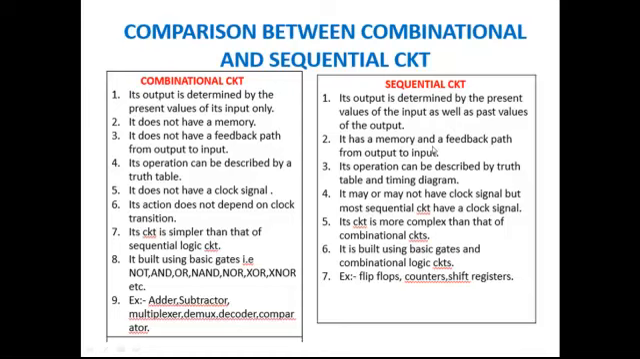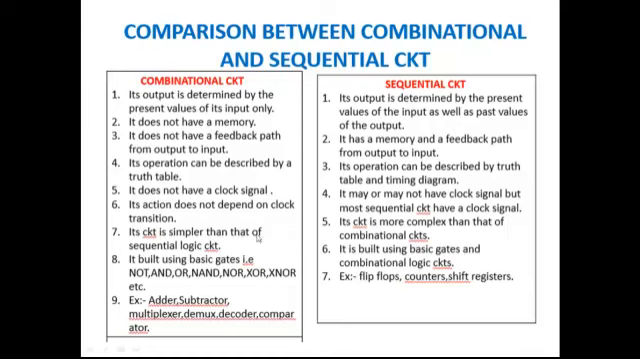Second point: a sequential circuit has a memory and a feedback path from output to input. Whereas a combinational circuit does not have memory and does not have any feedback path from output to input. A combinational circuit's operation can be described by a truth table only, whereas a sequential circuit's operation can be described by a truth table and also by a timing diagram. Combinational circuits do not have clock pulses, whereas sequential circuits do. Therefore, combinational circuits do not depend on clock transitions, whereas sequential circuits do.